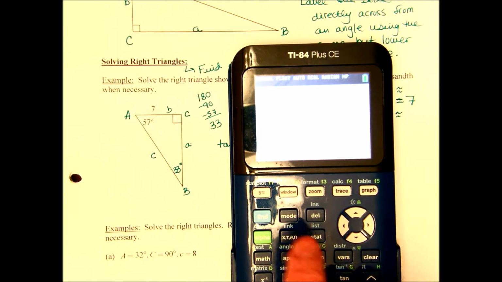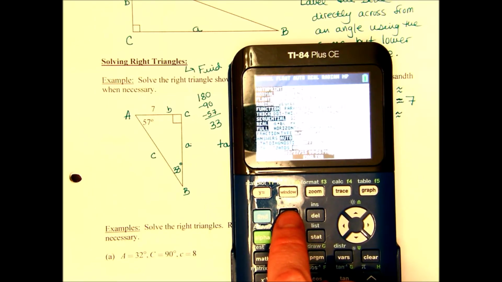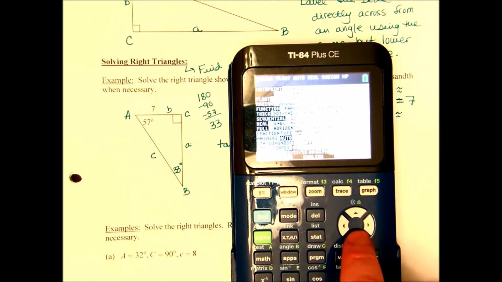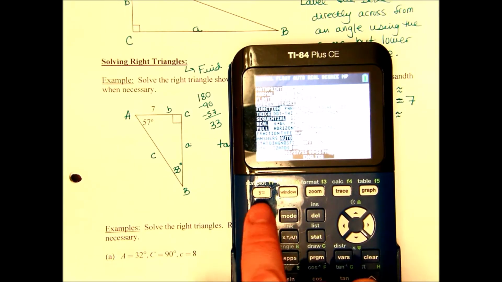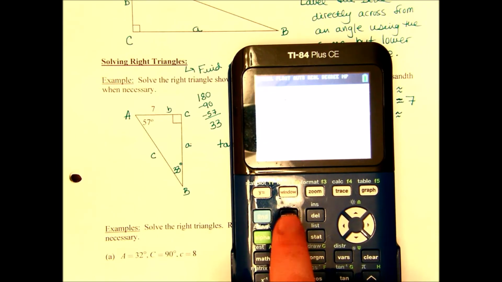On your calculator, you can push the mode button, and then I'm going to go down to over here. It says radian or degree. I'm going to select degree and push enter. And you should have something very similar on the scientific calculator.